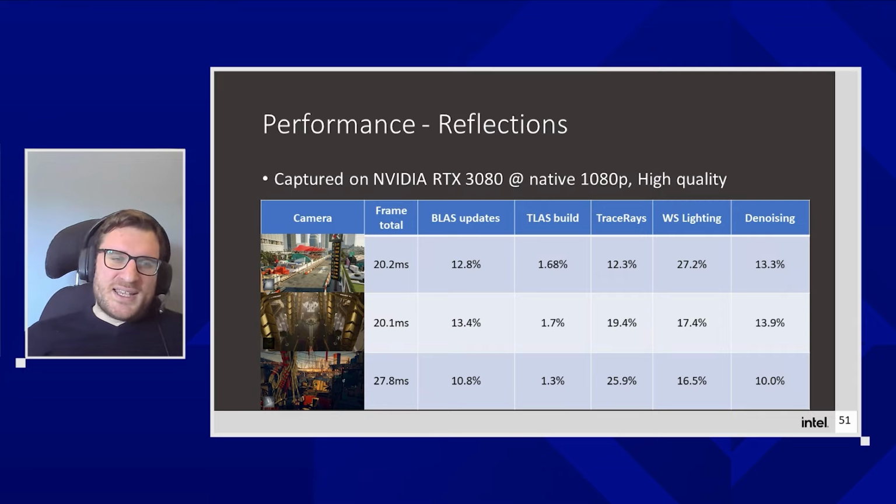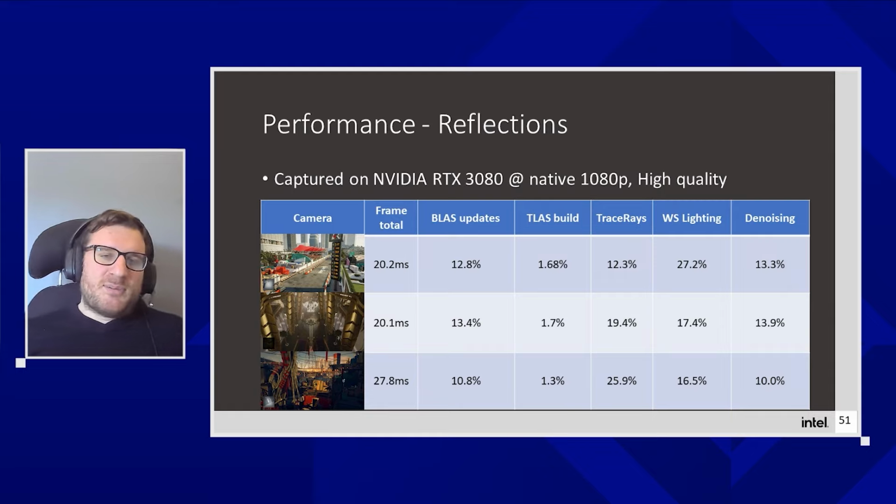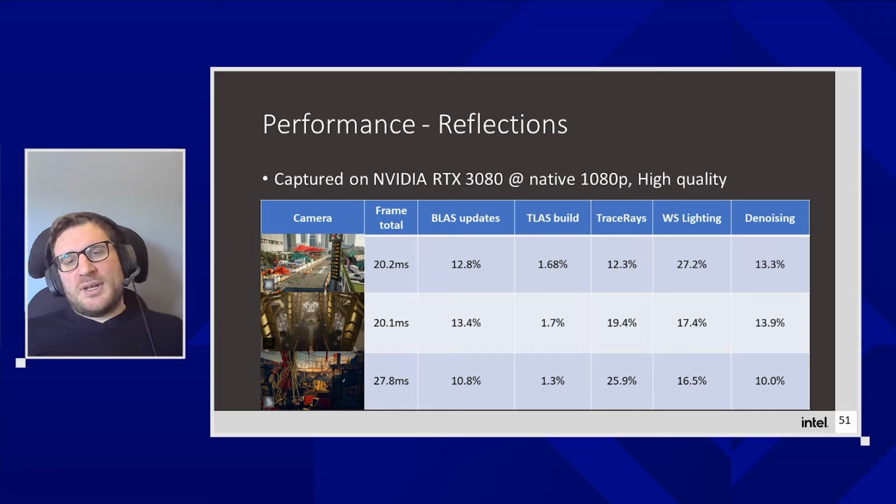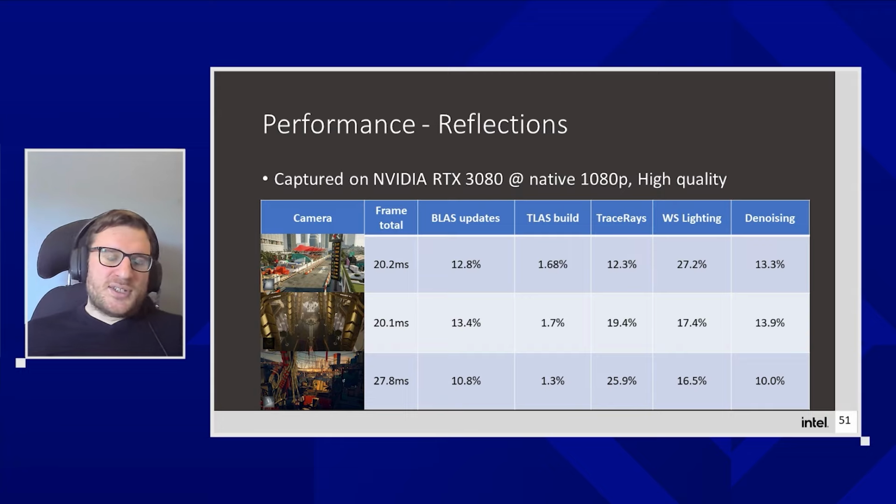Of course, the BLAS and TLAS updates are also not insignificant, but those can be hidden in async compute. We actually do that, and they basically run at the same time as the gbuffer fill. So you can actually gain some performance out of that. As I mentioned, the workspace lighting is also not insignificant depending on the scene. For big open scenes like the first one, it's very significant. But in general, we get a good performance out of it. Finally, we have the denoising, which is also a certain percentage of the frame.